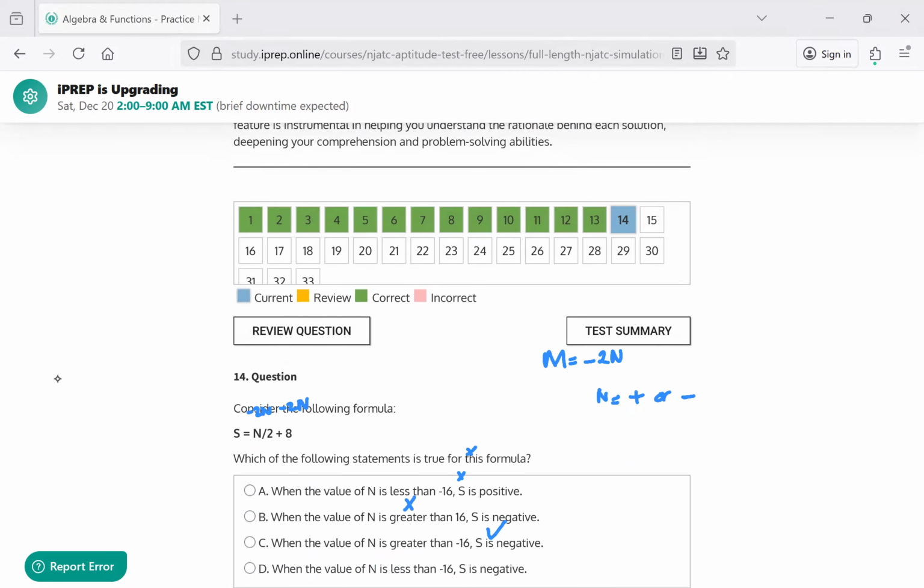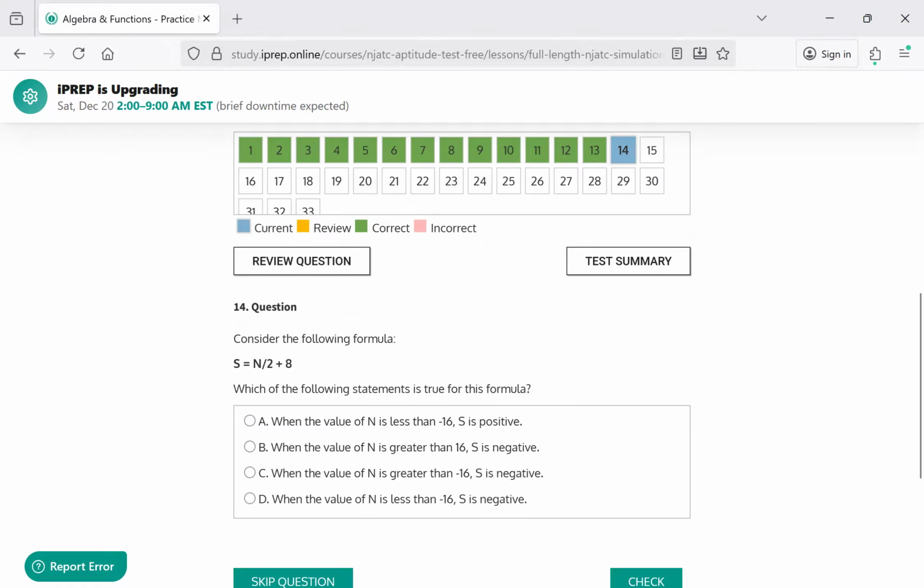Let's do question 14. Consider the following formula: S equals n over 2 plus 8. This is question 14, and this is definitely a linear equation problem, and I would graph this. It wouldn't work to plug in values because it could be true sometimes. When you're dealing with a linear equation on this test, it's best to draw it.